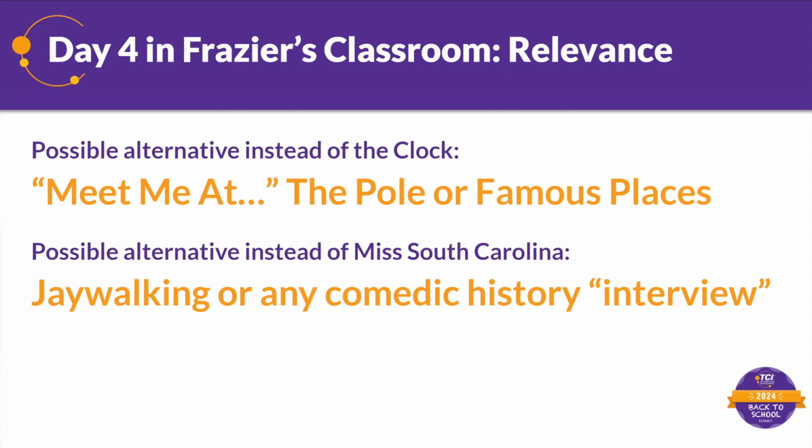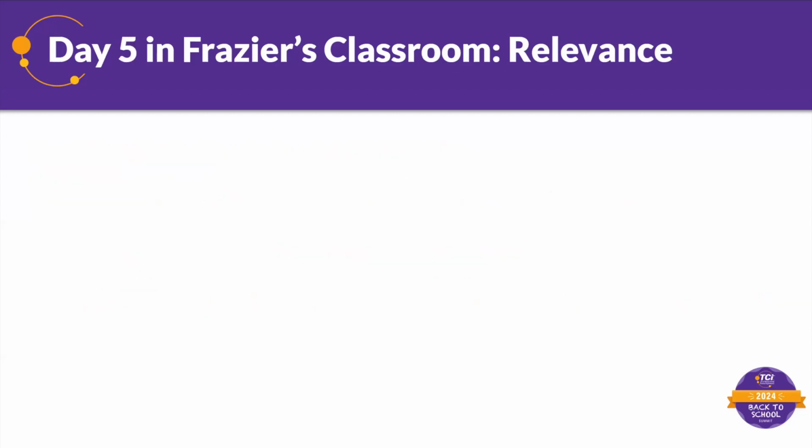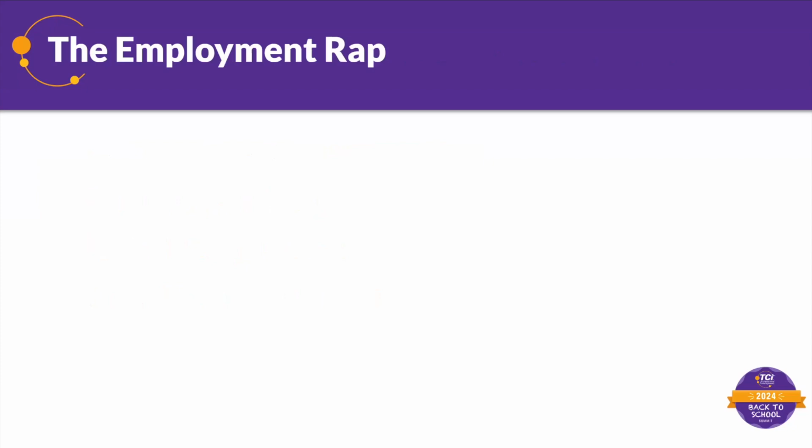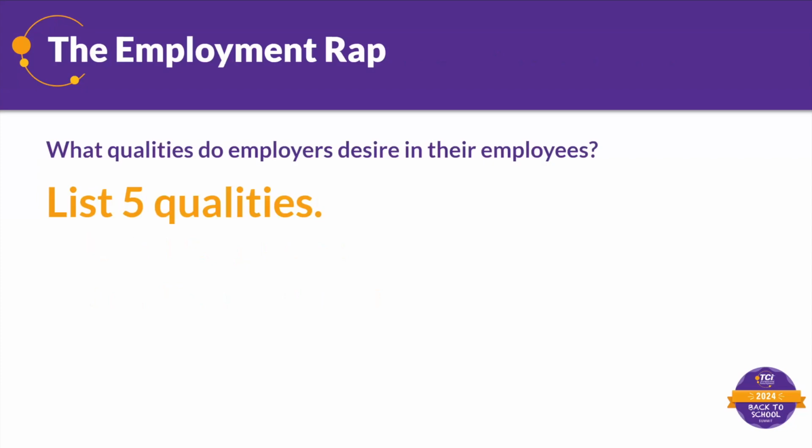I told you these would go a little faster. Day 5 is the money day. Day 5 is the day that I'm building toward. I'm going to do something called an employer wrap, finish Desk Olympics, and kids are going to make a commitment at the end of this day for me. And I know I'm running out of time, so real fast. In their notebook, they're going to write the phrase, "What qualities do employers desire in their employees?" What's a boss want when he hires somebody?